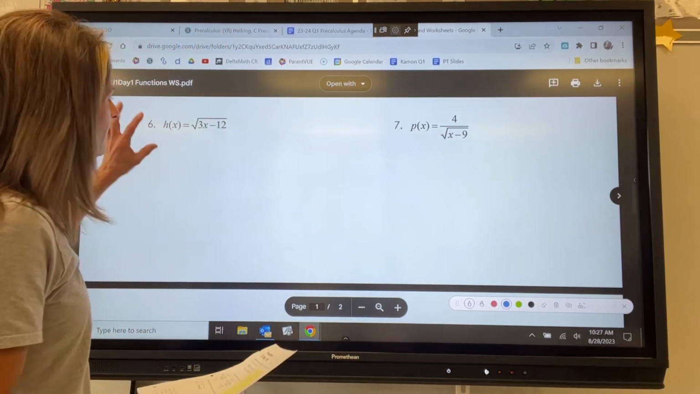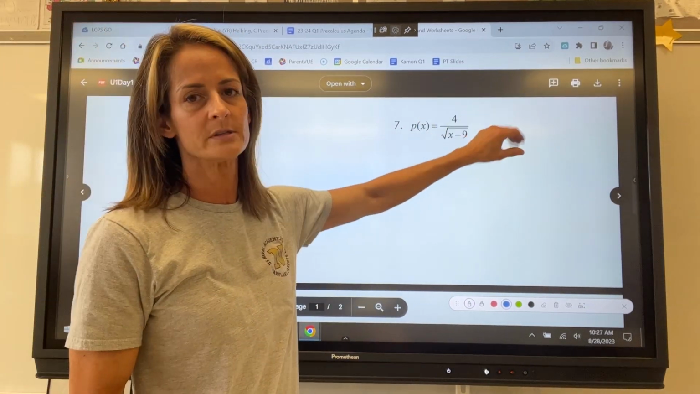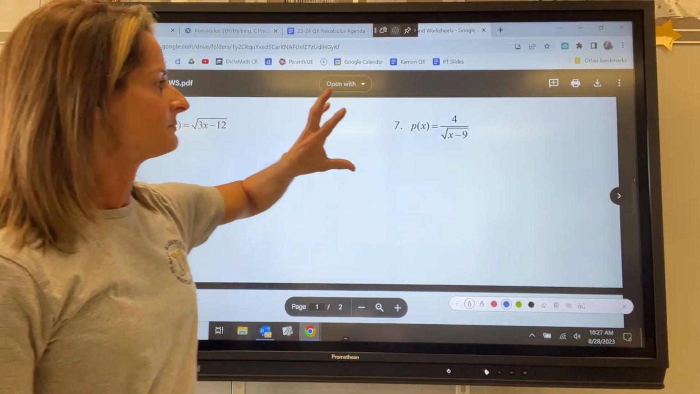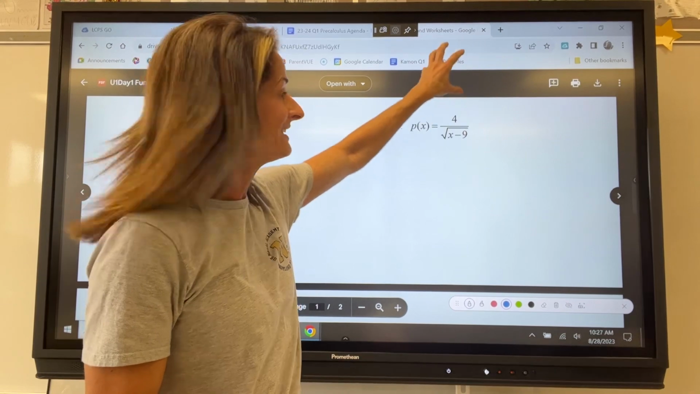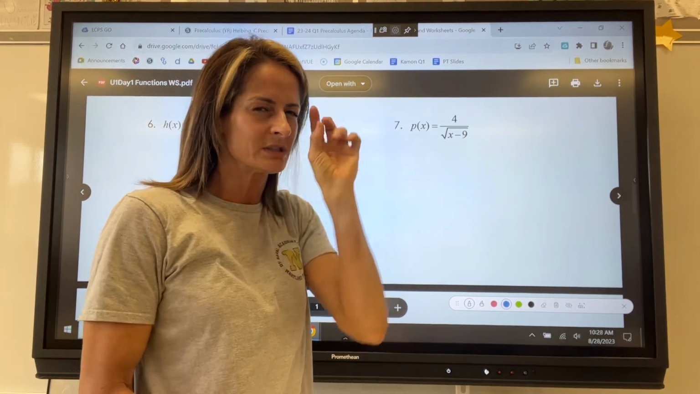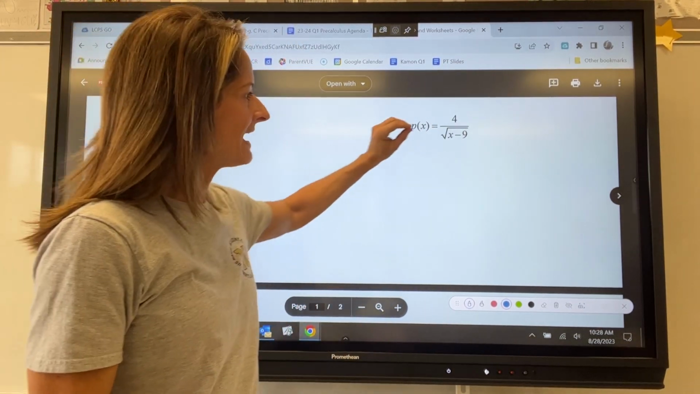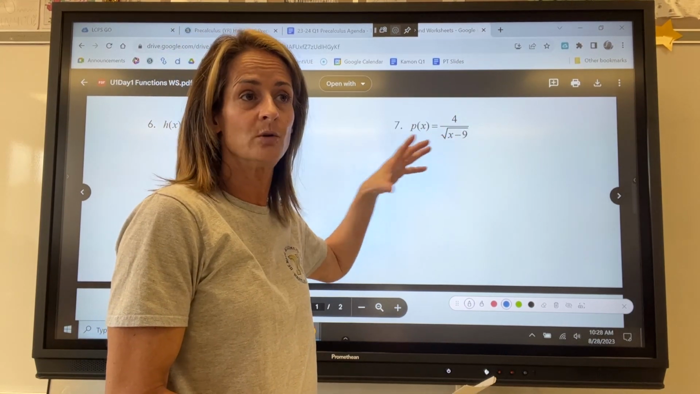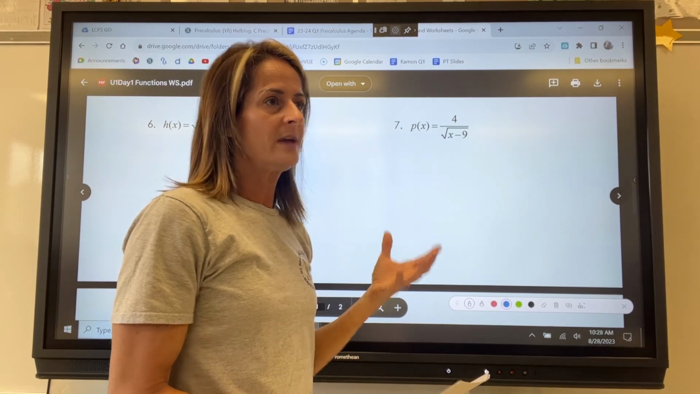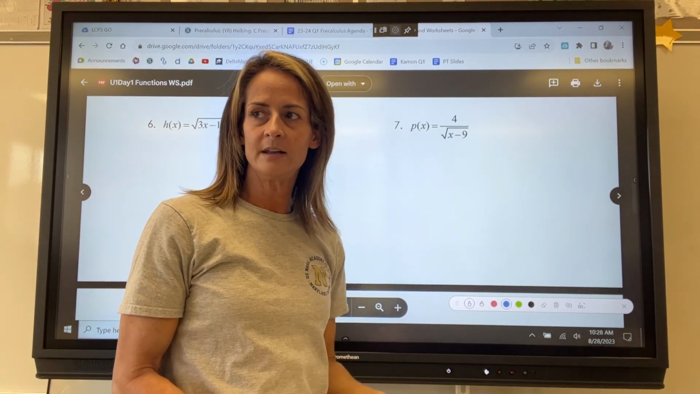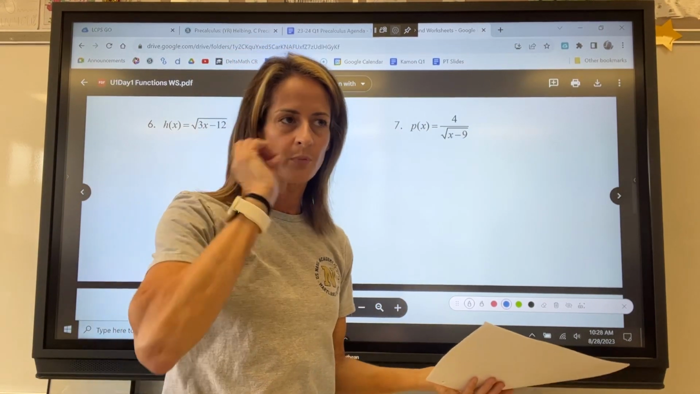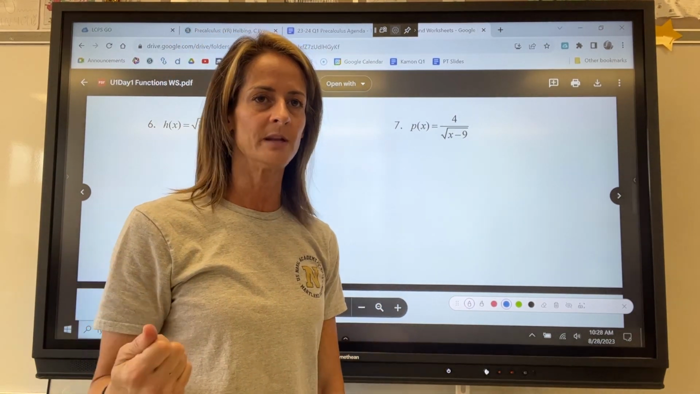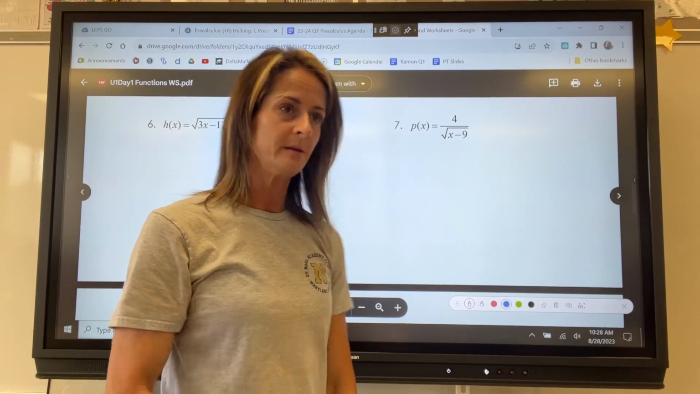So we've got other problem areas here with these radicals. In problem 6, we just have a radical. In problem 7, we have a radical in the denominator. They're slightly different. We talked about what happens when we have a denominator: it can't equal 0, because any number over 0 is undefined, and then we have no point to plot. So we have to remove that x value that makes our denominator 0 from our domain.